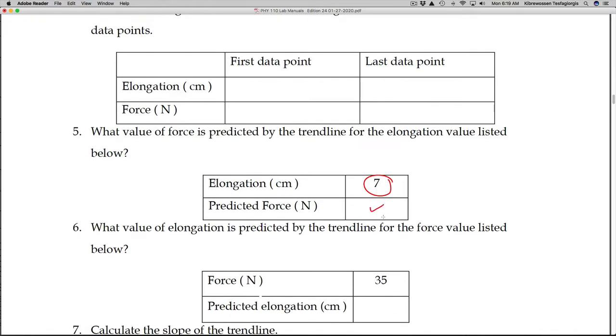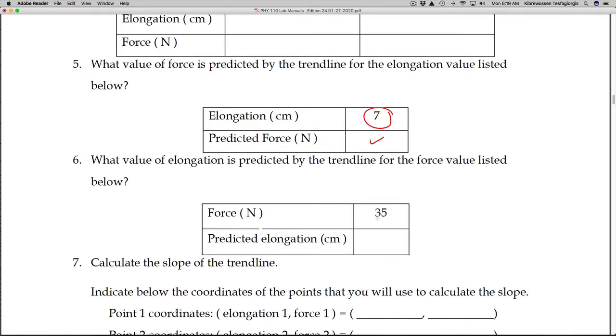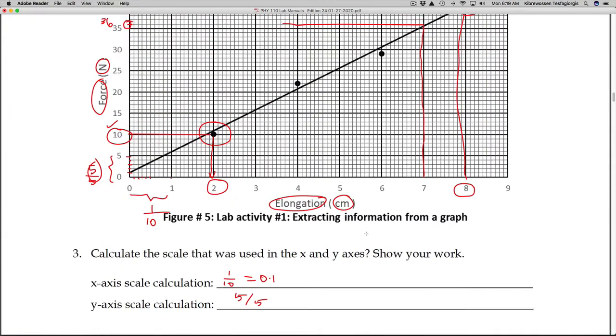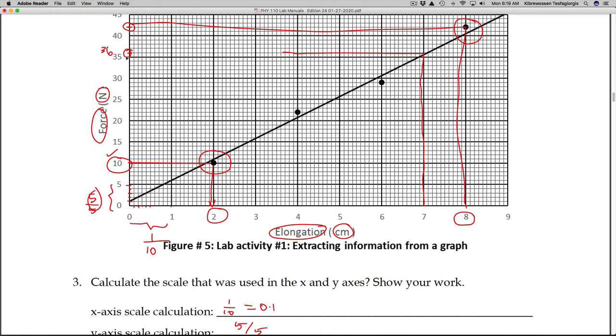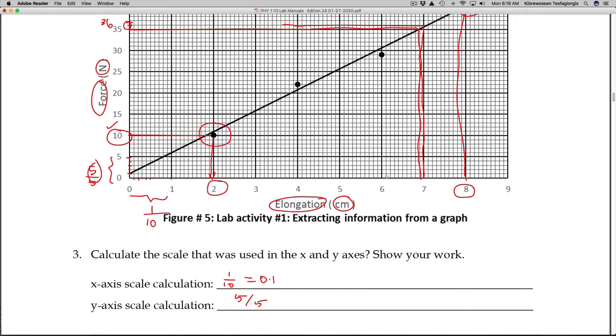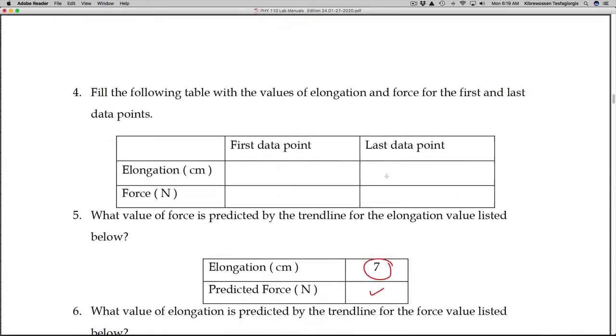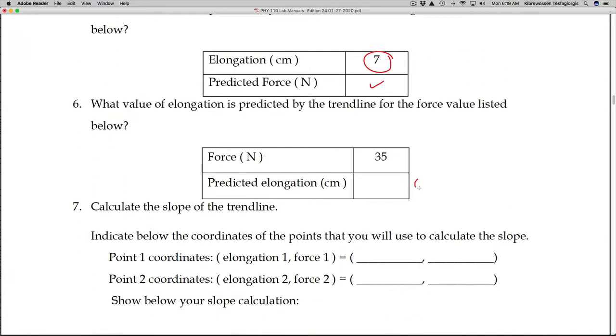So you fill it in here. Then for force, find the value 36 and your predicted elongation. The way you proceed is to draw a horizontal line starting from 35 until you meet the trend line. Once you meet the trend line, you draw a vertical line like this, and there you go, that measurement is going to be your predicted value for the elongation. Approximately something like that.